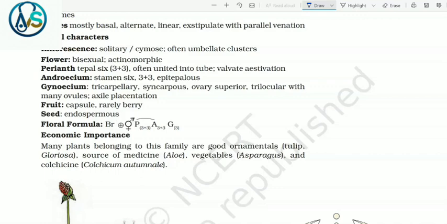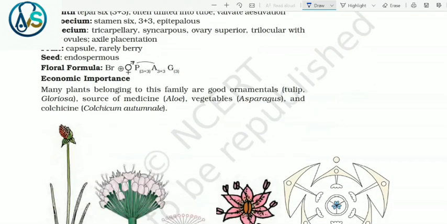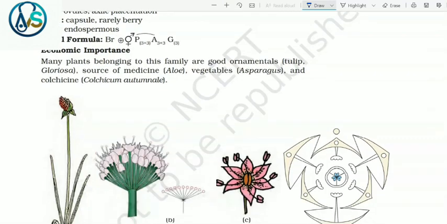Androecium: stamens 6, 3+3, epitepalous. Gynoecium: tricarpellary, syncarpous, ovary superior, trilocular with many ovules, axile placentation. Fruit: capsule, rarely berry. Seed: endospermous. Economic importance: many plants belonging to this family are good ornamentals, tulip, gloriosa; source of medicine, aloe vera; vegetables, asparagus; and Colchicum autumnale.